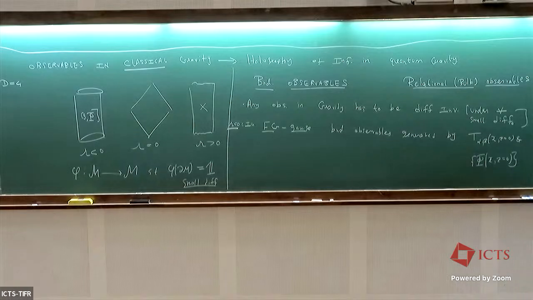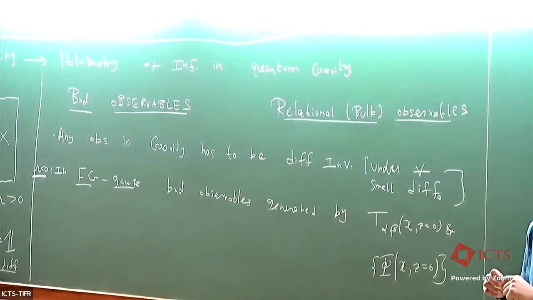Okay, but this is just a set of observables. Right now we have not said anything about the algebra, even classical algebra of these observables. But clearly this is a set of all boundary observables in AdS. Ashok, you have a question? Do you put any restriction on how fast it should fall off at the boundary?